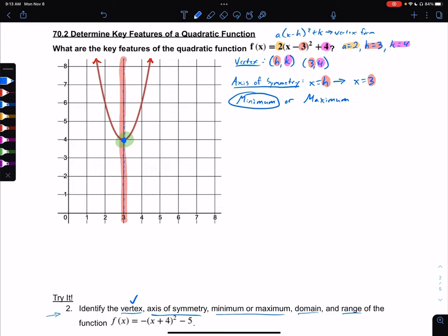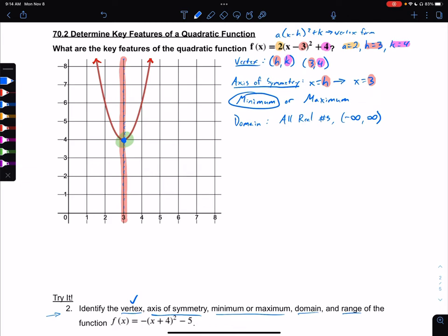Okay. So minimum and maximum are usually pretty easy to figure out. It's just whether the vertex is the highest or lowest point. Your domain is also pretty easy. In almost all scenarios, it's going to be all real numbers. There are two ways to write this. We could say all real numbers, and I'll talk about why that is in a second, or in interval notation, you would say negative infinity to positive infinity.